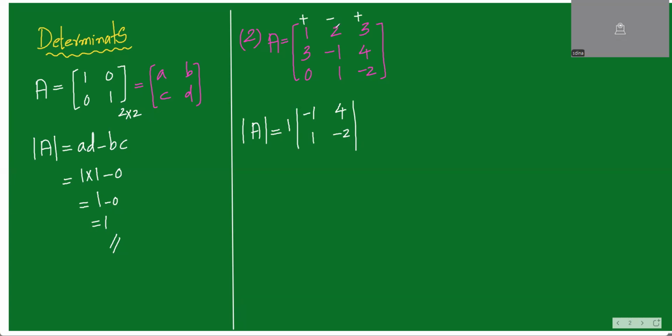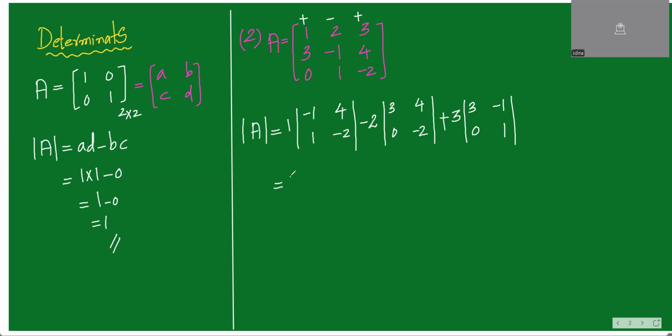Now taking the second element, which is -2 (the 2), the corresponding column and row we have to neglect once again. So I'm getting 3, 4, 0, -2. Correct? Minus, and the corresponding column and row we neglect. Plus 3, along with the 3, again the corresponding column and row we neglect: 3, -1, 0, 1. Got it?